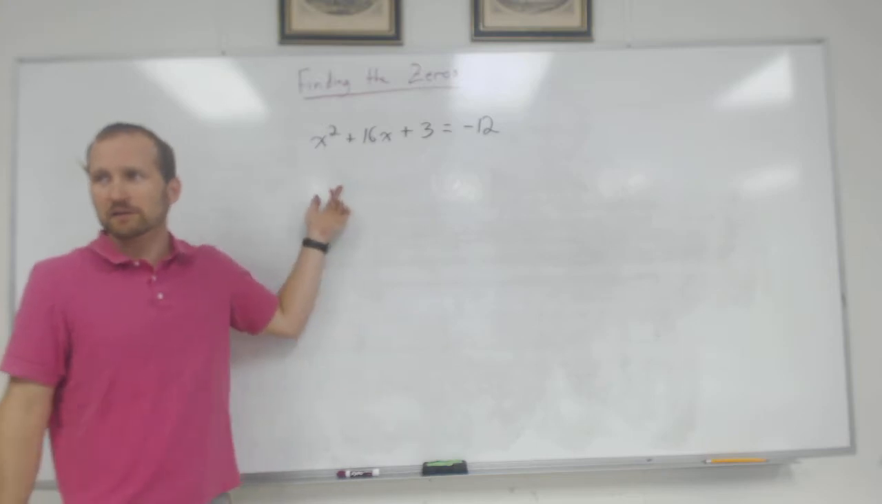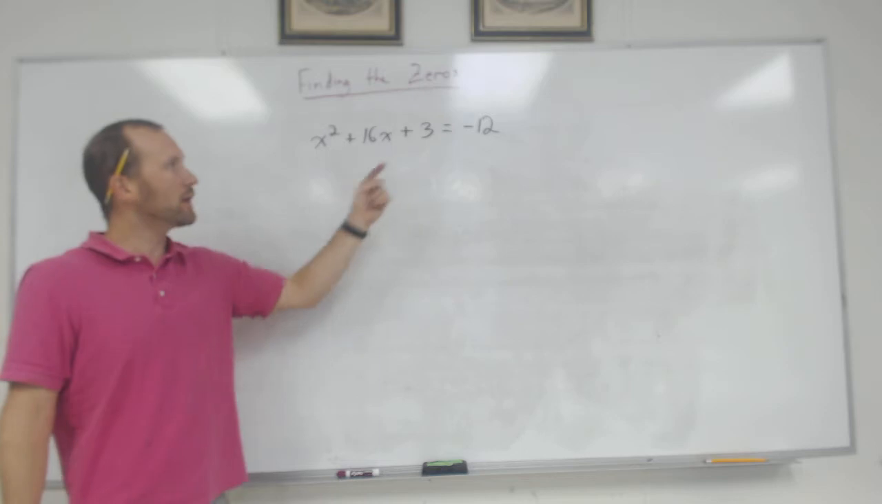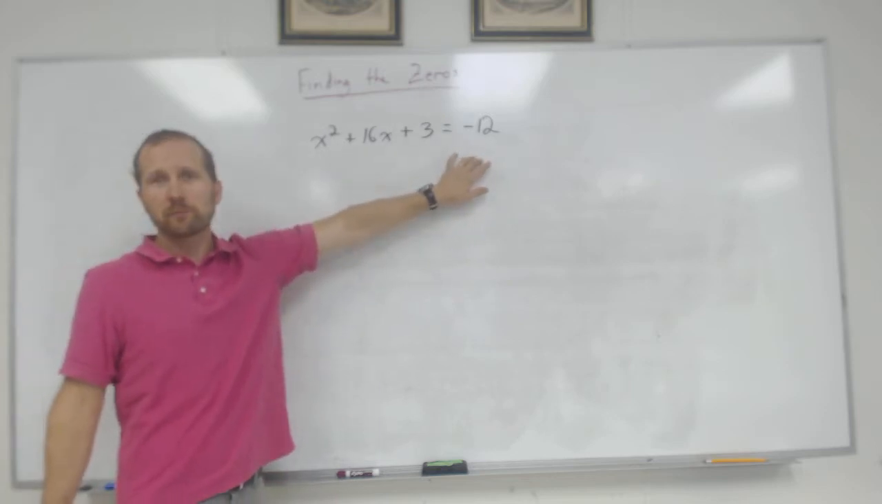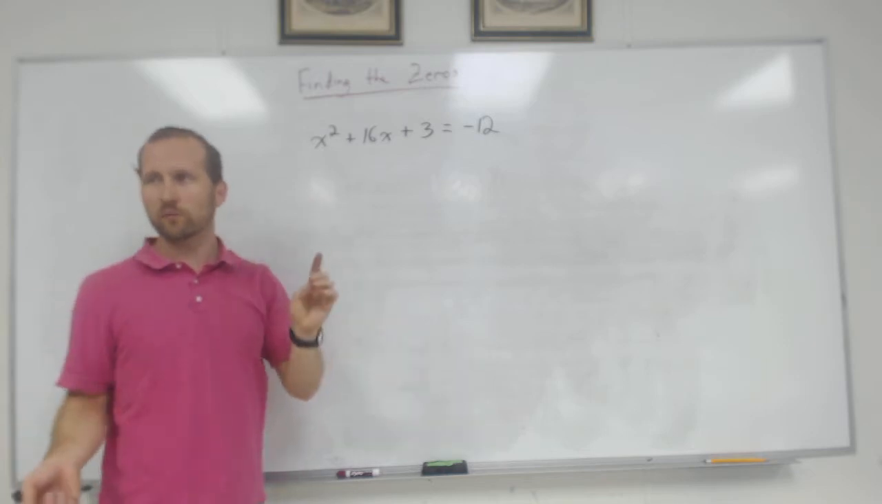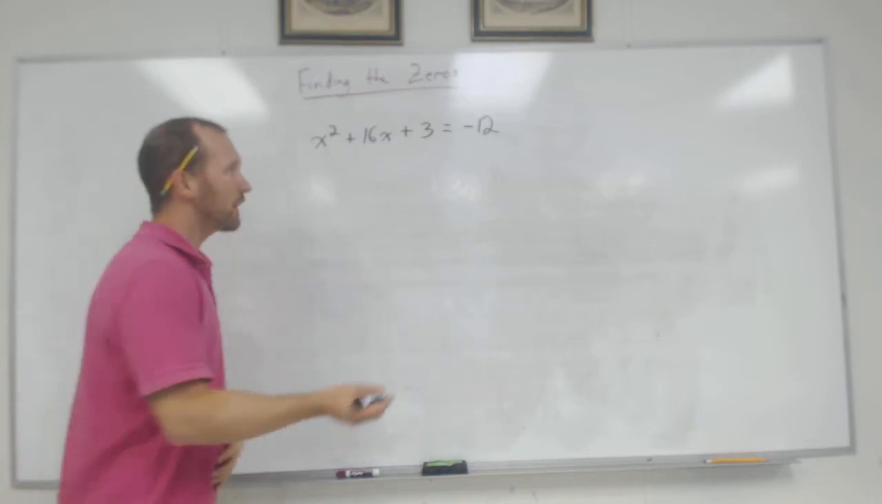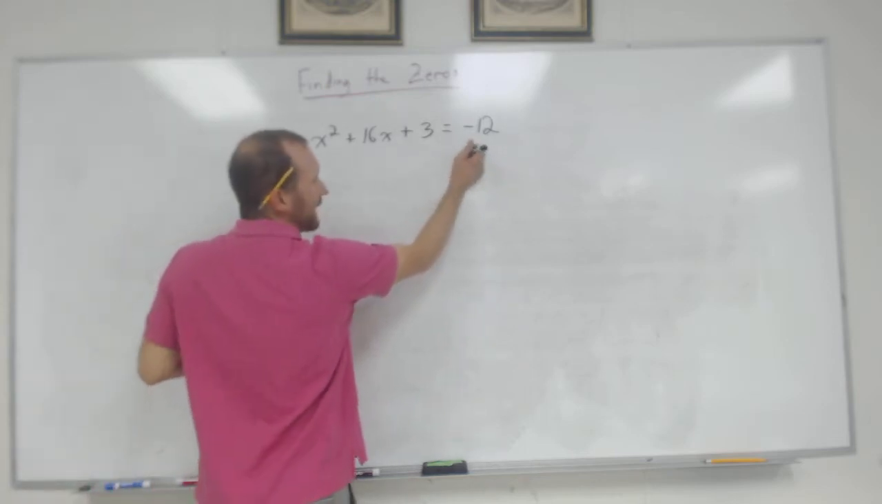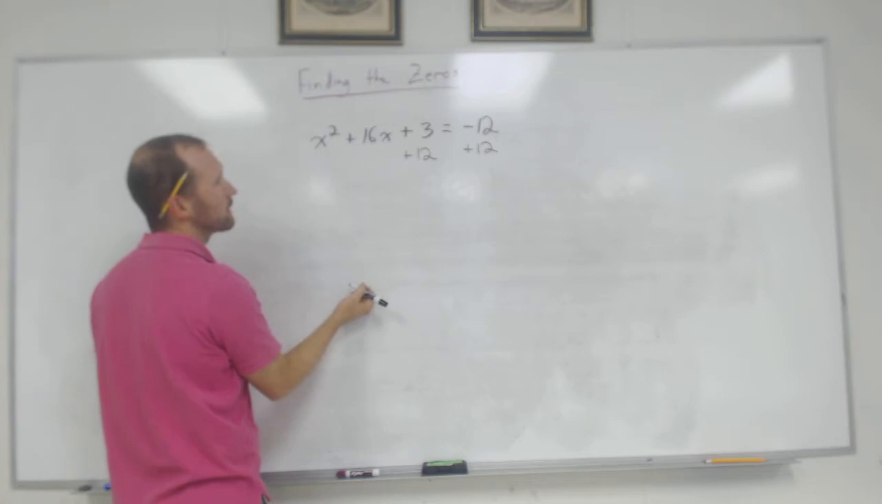We can solve this, but we can't solve it while it doesn't equal 0. We really have to have it equaling 0 because there's only one zero product property. There's not a -12 product property. There's not a 20 product property. So I have to make it equal 0, but I can do that. I just simply add 12 to both sides.